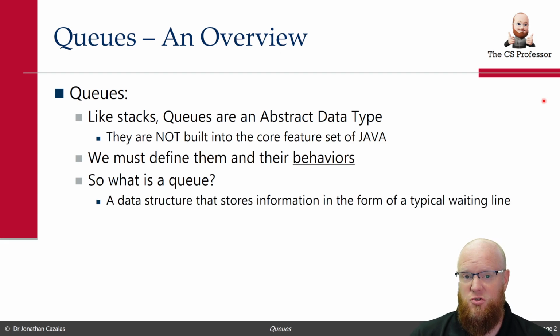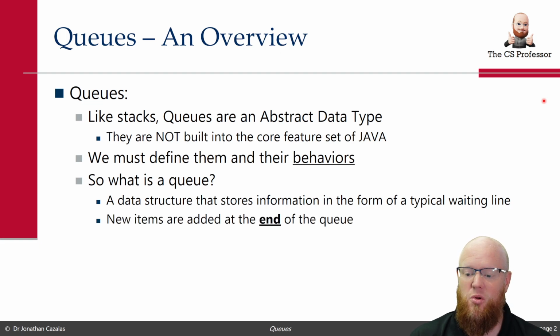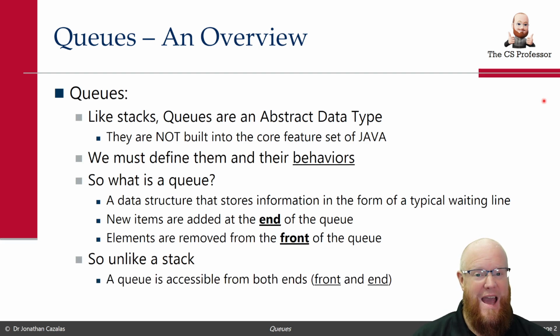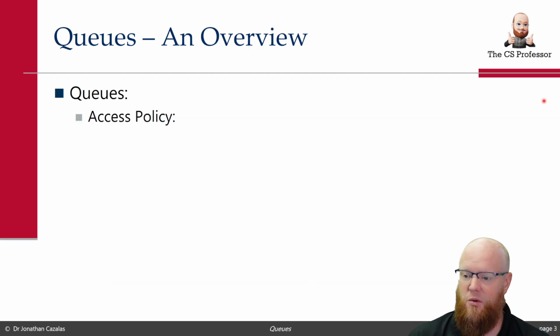A queue is a data structure that stores information in the form of a typical waiting line. New items are added at the end of the queue, and elements are removed from the front of the queue. Unlike a stack, a queue is accessible from both ends, and that's super important to remember. Whereas for a stack we only needed that one reference, top, now for the queue we need to keep access to both ends of our queue.